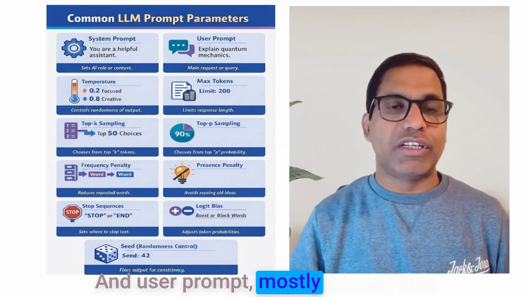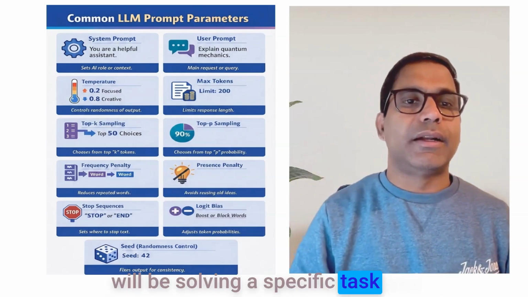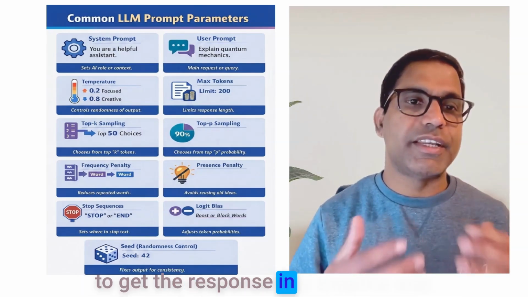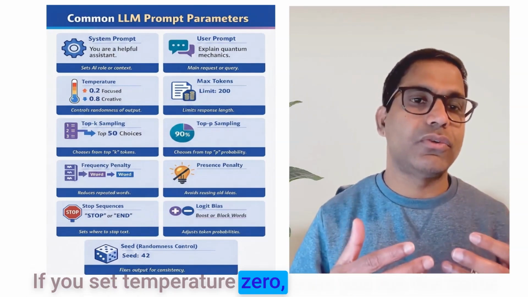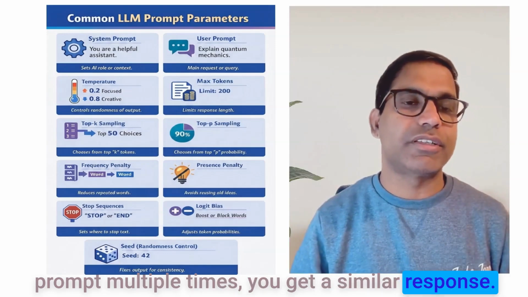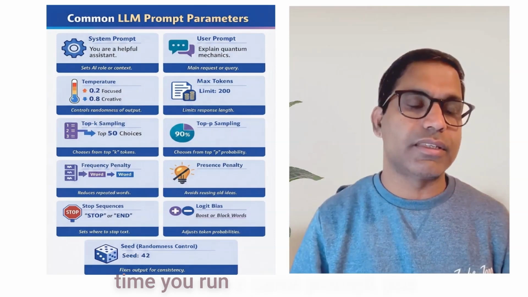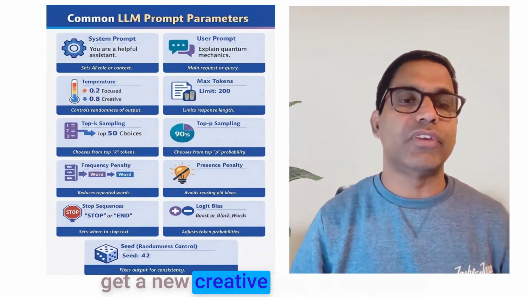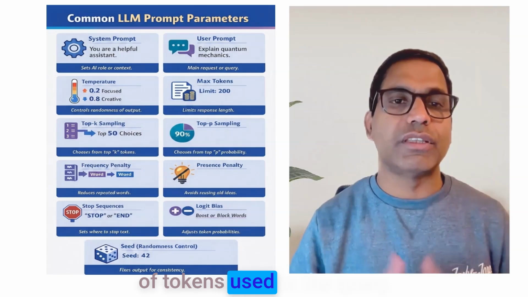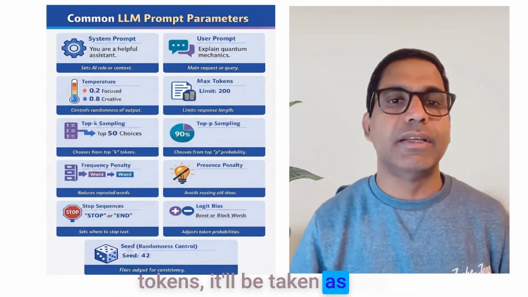The user prompt is mostly a query for solving a specific task. And temperature is a way to get the response in a more creative way. If you set temperature to 0, even if you run the same prompt multiple times, you get a similar response. If you set the temperature to 1, every time you run the same prompt, you get a new creative response. The max tokens is the number of tokens used in the query. If you set it to 200, the maximum tokens will be taken as 200.